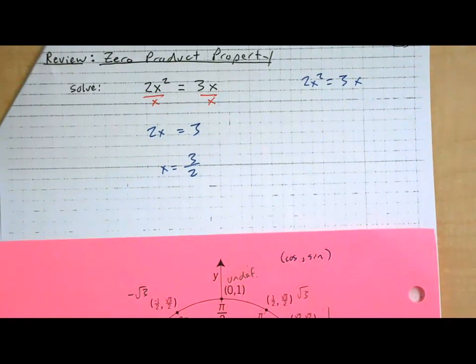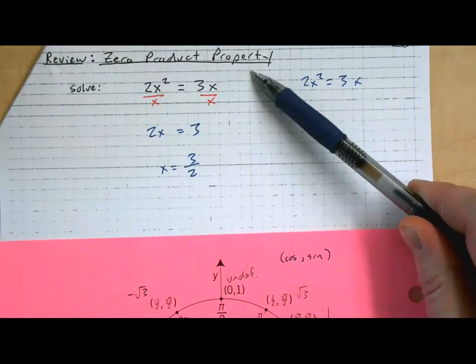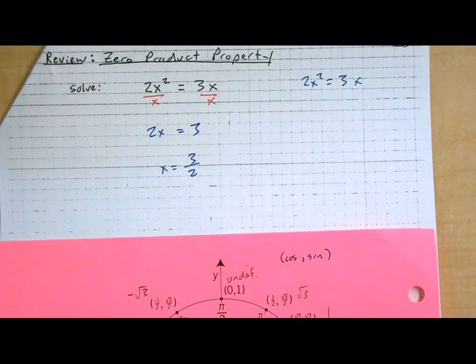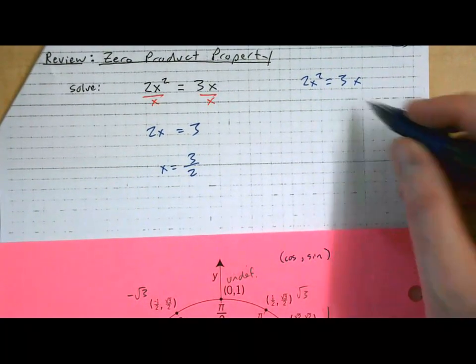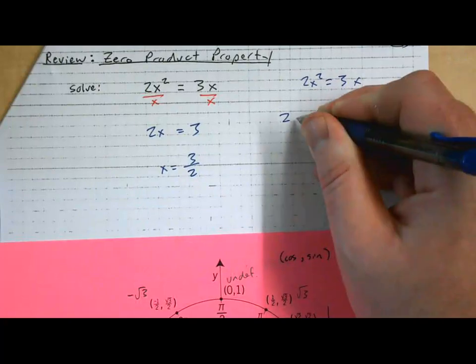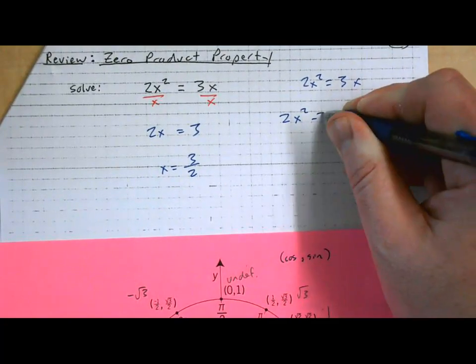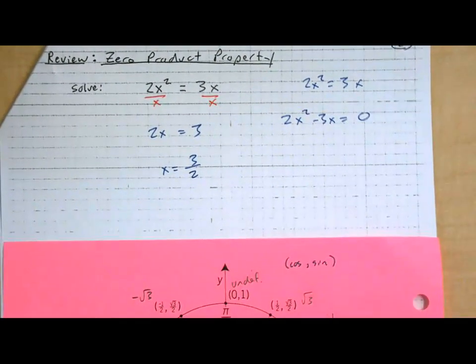What is the other, potentially better way we could do this problem? I've got a little bit of a spoiler up here in my heading. Do you remember what the zero product property is? It's the thing that says if you've got a 0 on one side of your equation, then you can take all the factors on the other side, split them up, and make their own equations. In order to do this, we have to have a 0 on one side. So I would first subtract 3x from both sides to get that equation.